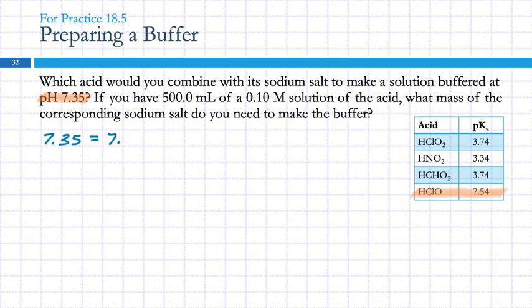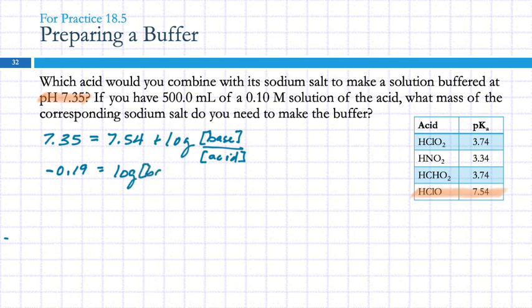That's equal to the pKa plus the log of the base over the acid. So we can solve this for that ratio at 7.35 minus 7.54. So negative 0.19 is equal to the log of base over acid.